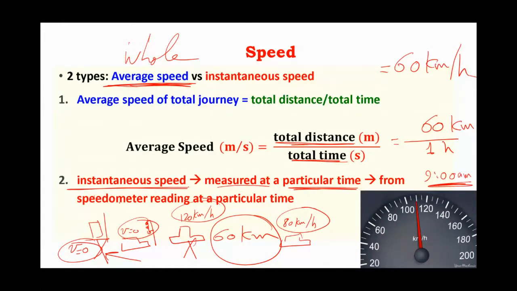So this is your instantaneous speed. Your instantaneous speed is 110 kilometers per hour. Maybe after 5 minutes, if I ask him the same question, he will say, no, I'm now at 60. Maybe after some time on the highway to Riyadh, the speed is 140, the maximum speed. So that's called the instantaneous speed.